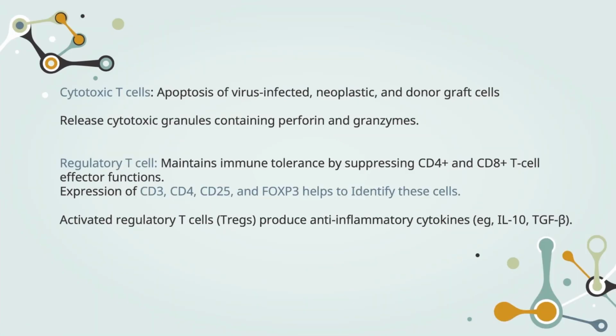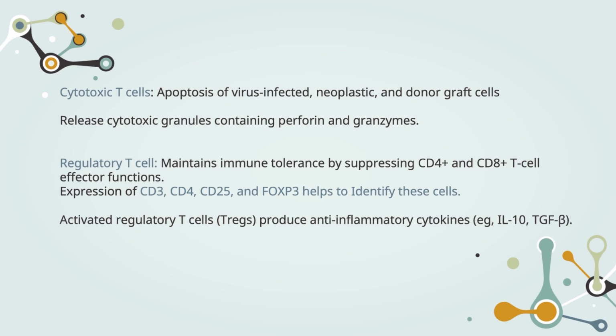Now, the function of cytotoxic T cell after activation by Th1 cell is to cause apoptosis of virus-infected cell, neoplastic cell, and donor graft cells. They release cytotoxic granules containing perforin and granzymes, and they destroy these infected and abnormal cells. Now, like I said earlier, cytotoxic T cells are further activated by Th1 cells.